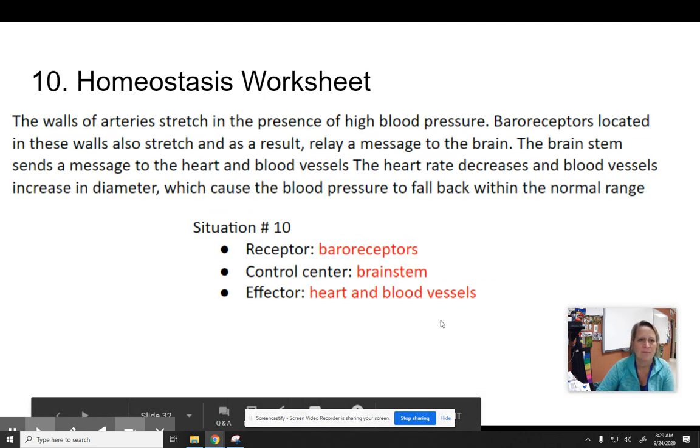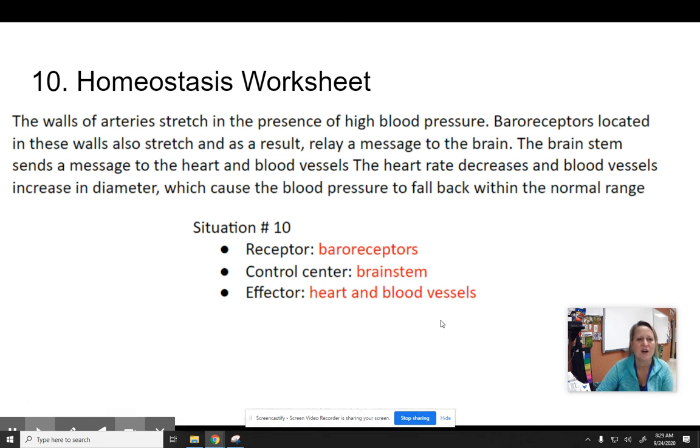The last one, number 10, is the walls of arteries stretch in the presence of high blood pressure. Baroreceptors, barometer, so detecting pressure, located in the walls will also stretch as a result and relay a message to the brain. The brainstem sends a message to the heart and the blood vessels. The heart rate decreases and the blood vessels increase in diameter, which cause the blood pressure to fall back within the normal range. So we're correcting the problem, not adding to it.